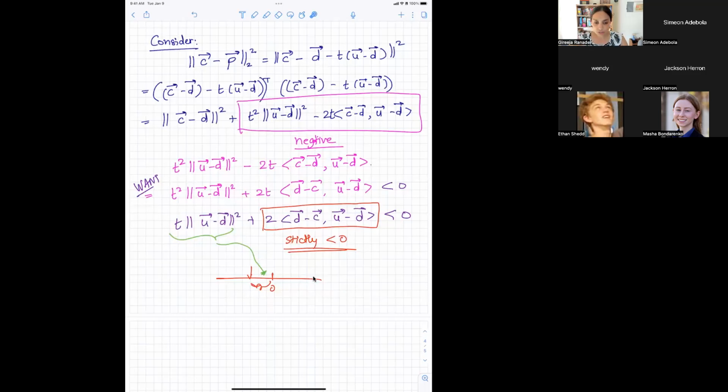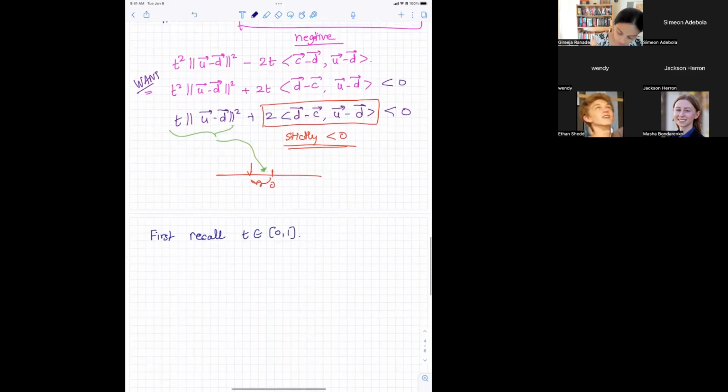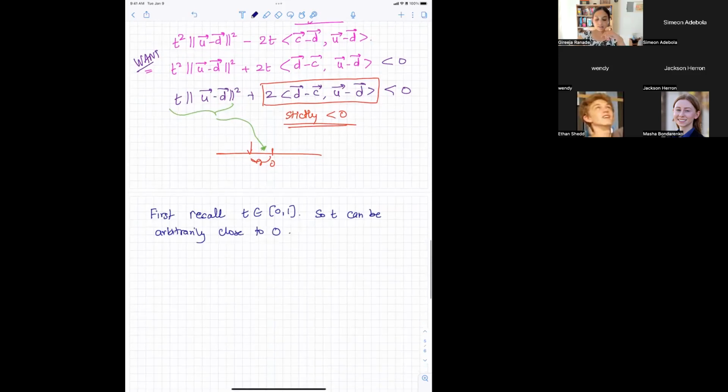Okay, so I'm looking through the questions. So it says, even if the other term is not in the gap, but more negative. So, okay, let's look at a couple of things, right? First, let me write some things down. Okay. First, recall that t belongs to (0, 1]. Okay? So t can be arbitrarily close to 0. Okay?